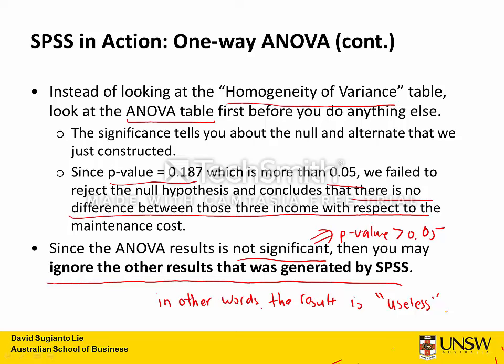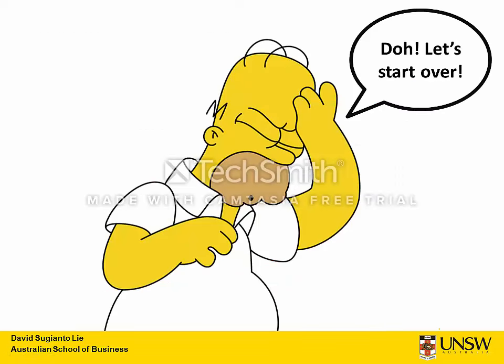Basically there is nothing to be found, because the income groups are the same. So you cannot make a conclusion based on that. In other words, the result is useless, throw it away and do a new one. Like Homer here, let's start over.